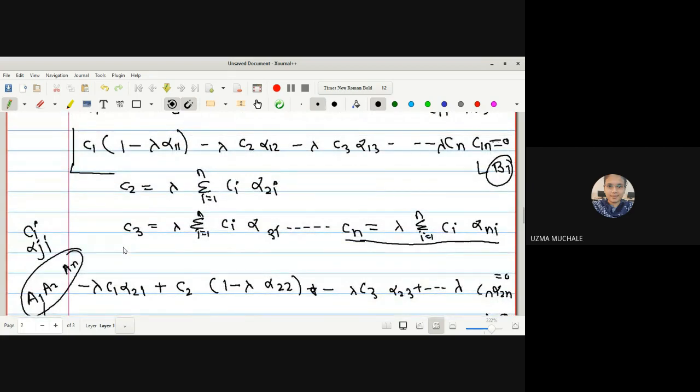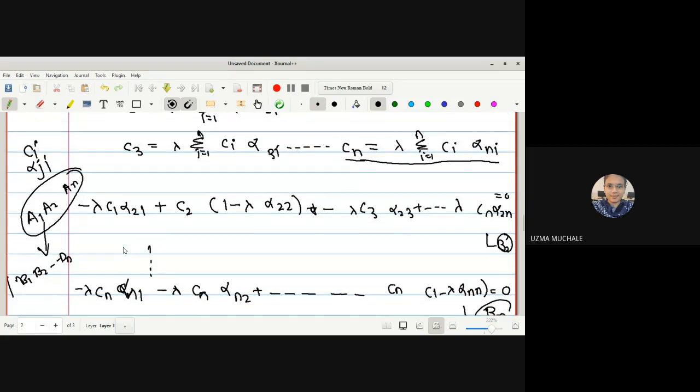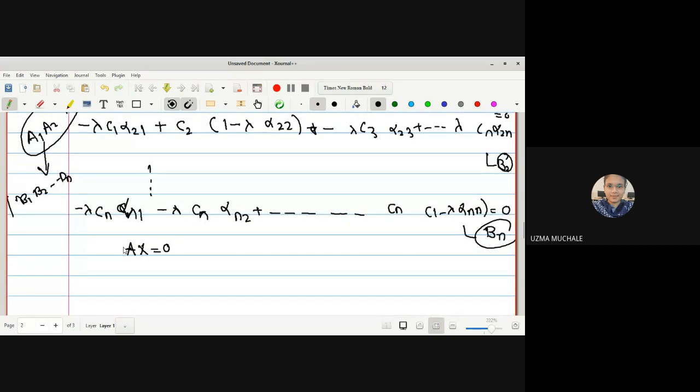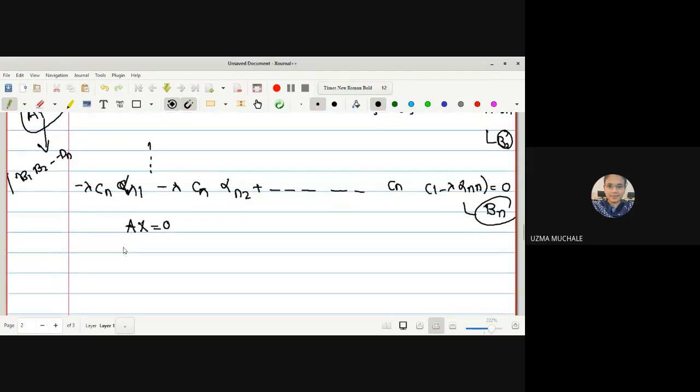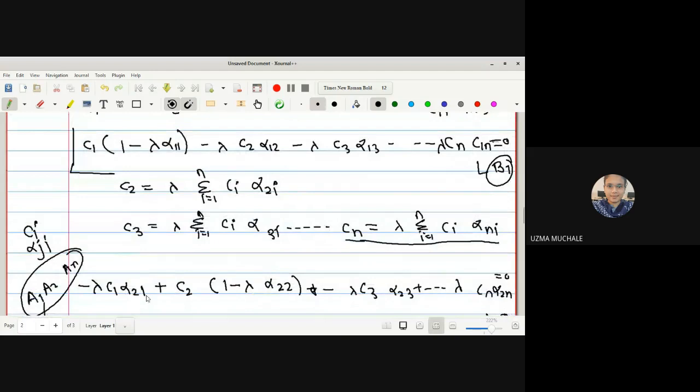This is C1 (1 minus lambda) alpha 1 1, plus (1 minus lambda) C2 alpha 1 2, and so on. Similarly, B2: minus lambda C1 alpha 2 1, C2 (1 minus lambda) alpha 2 2, and so on. In a very similar way, we can have the last equation. Now, these equations we can write in the form Ax equal to 0. So, let me write down this equation, where A is nothing but some matrix. C1, C2, C3 up to Cn are unknowns.